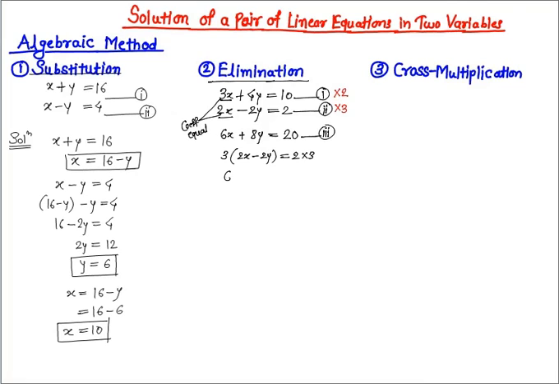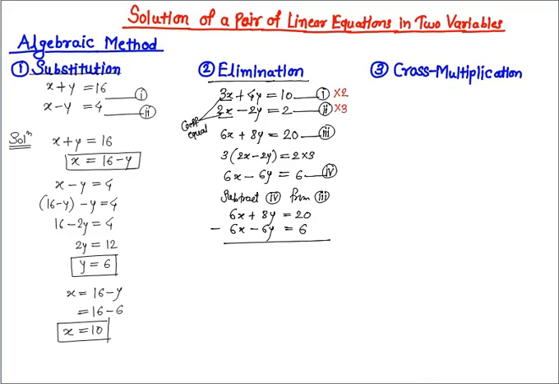So this will be 6x minus 6y equals 6. Let's name this equation as the fourth equation. And now if we subtract 4 from 3, what will we get? 6x plus 8y equals 20, minus, we have to subtract the fourth from the third. So this will be 6x minus 6y equals 6.